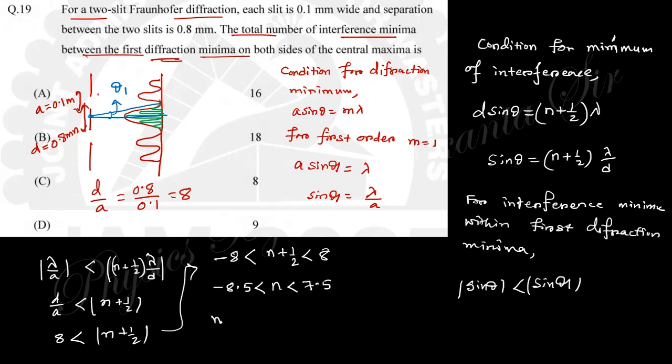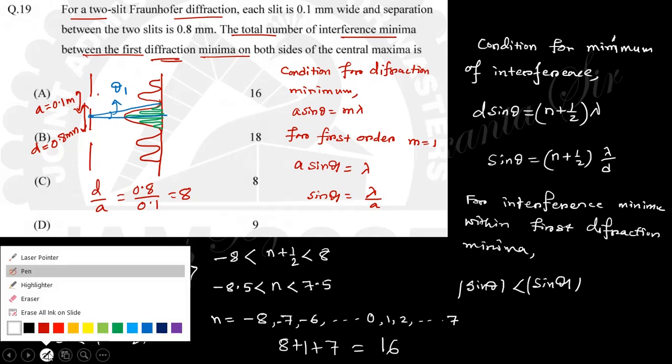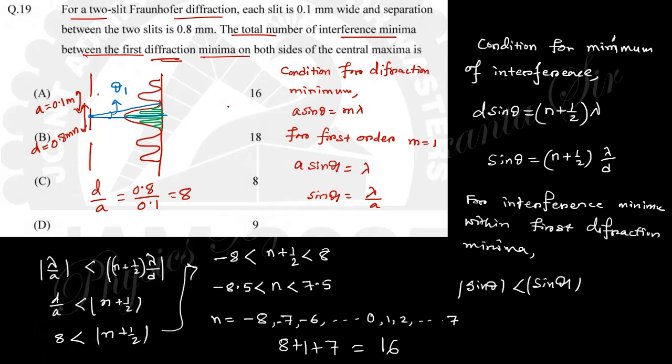So the value of n will be minus 8, minus 7, minus 6 and so on, 0, 1, 2 up to 7. So there are 8 terms before 0, 0 is another term, and 7 after, so this is 16. So the total number of interference minima within the first diffraction minimum will be 16. So the answer of this question is option A. I think it is clear. Next question.